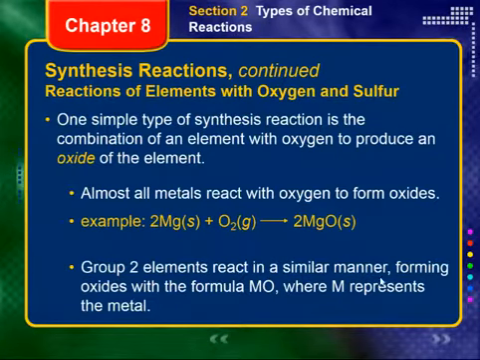Group 2 elements react in a similar manner, forming oxides with the formula MO, M representing the metal. Mg is a group 2. Okay, so it has a +2 charge to balance out the oxygen's -2 charge, so that's why there's simply one of each. That's why we have MO, one metal, one oxygen.